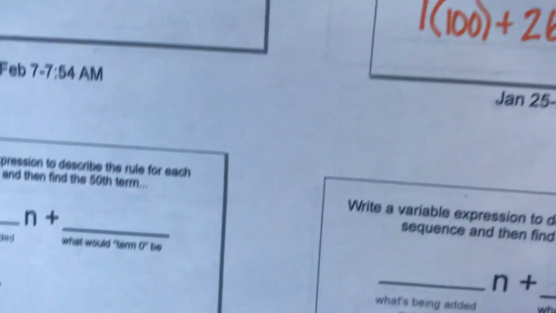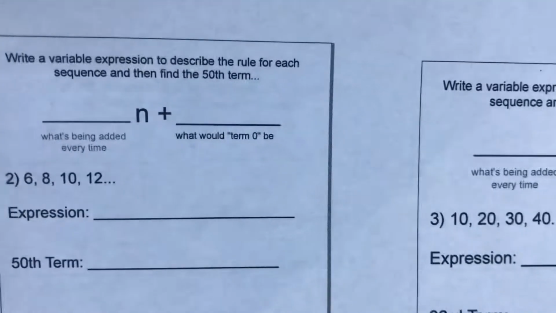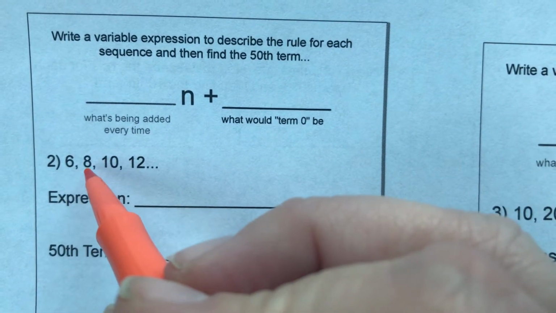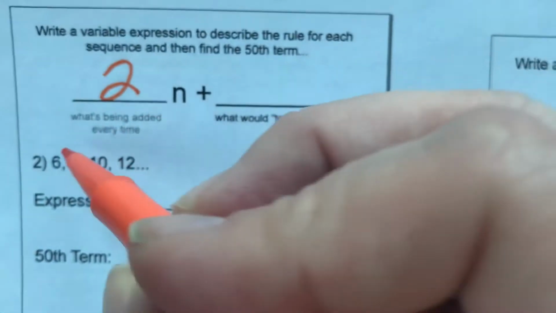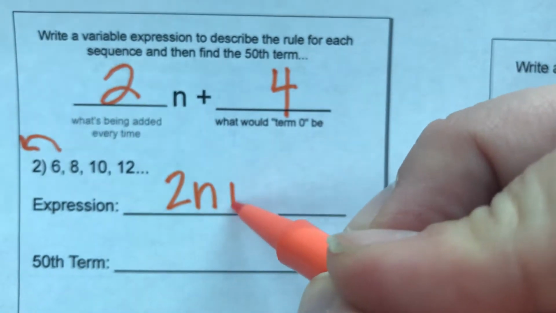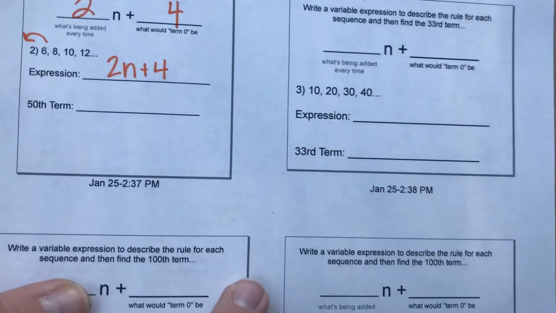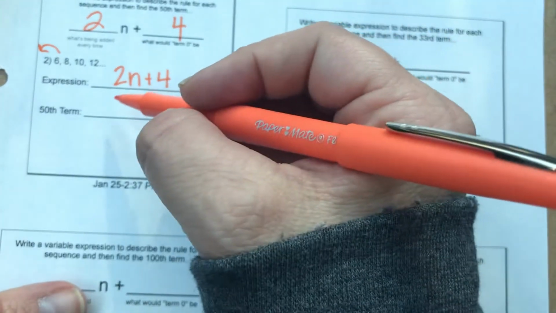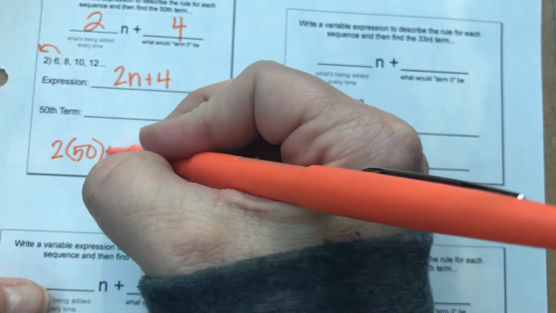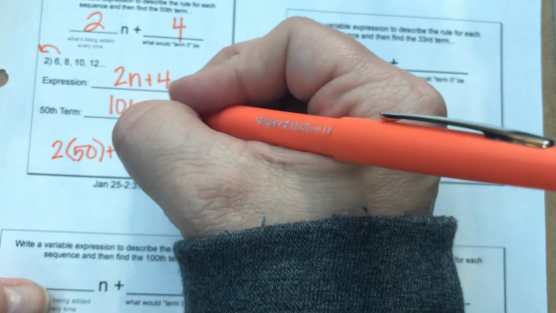Okay, look down at number 2. On number 2, we go 6, 8, 10, 12. So what are we doing every time? You're adding 2. And if I were to back it up, what would come before 6? 4. So 2n plus 4. And so it's asking you for the 50th term. So 2 times 50 is 100, plus 4 would be 104.